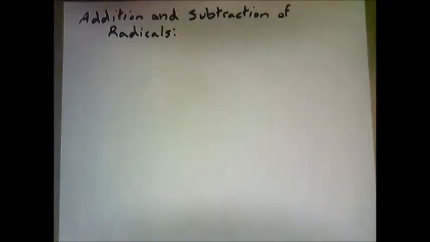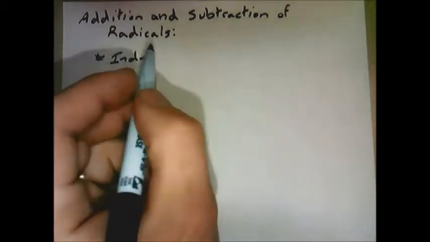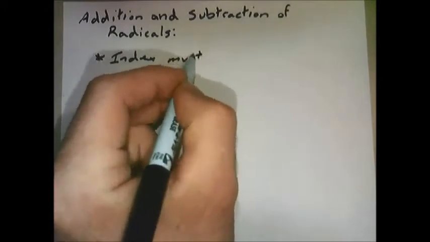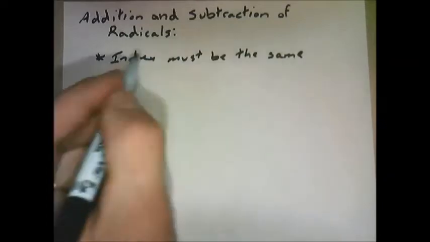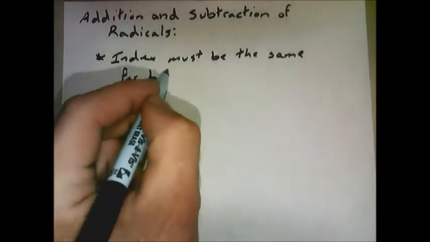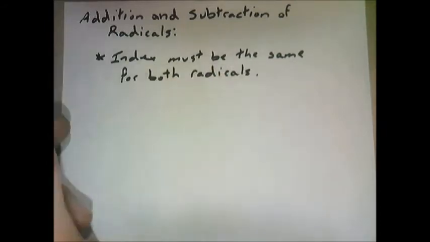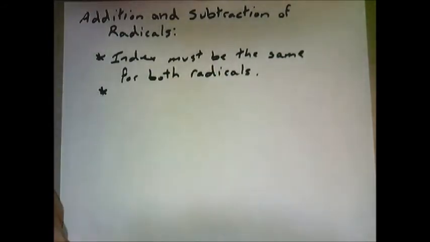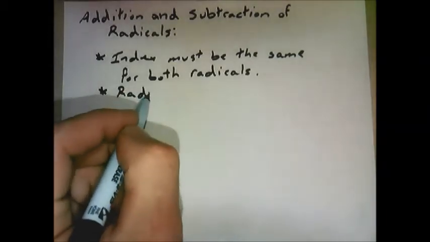Today we want to look at addition and subtraction of radicals. A couple things you need to remember to be able to do addition and subtraction. The first thing, like multiplication, our index must be the same for both radicals. The other thing, which is different than multiplication, is that the radicands must also be the same.